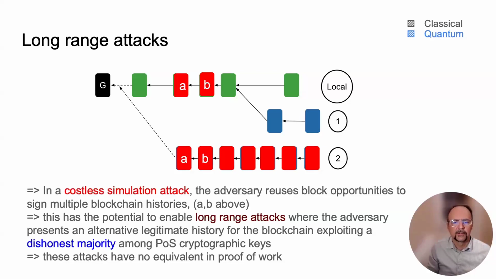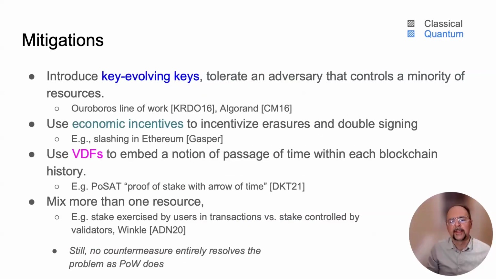Now, the reason that these attacks are serious is that these keys could be subverted after they have been depleted, let's say, of their stake. So this is a serious problem for proof-of-stake, and there are a number of mitigations that people have considered. An important one is key-evolving keys, where you have to erase past keys. This matches the Ouroboros line of work and Algorand. Then there is the idea of using economic incentives to encourage that keys are erased. Another idea is to use verifiable delay functions to embed a concept of the passage of time within the blockchain itself.